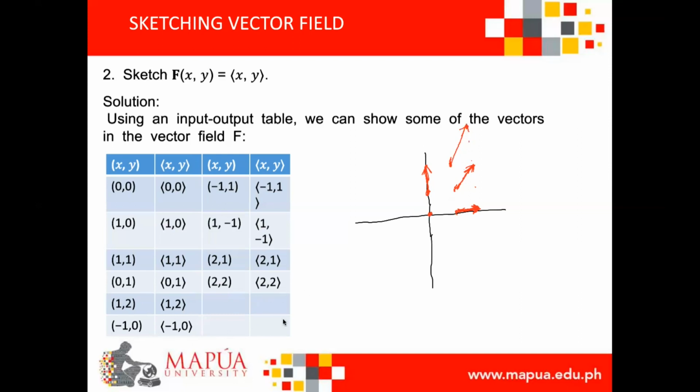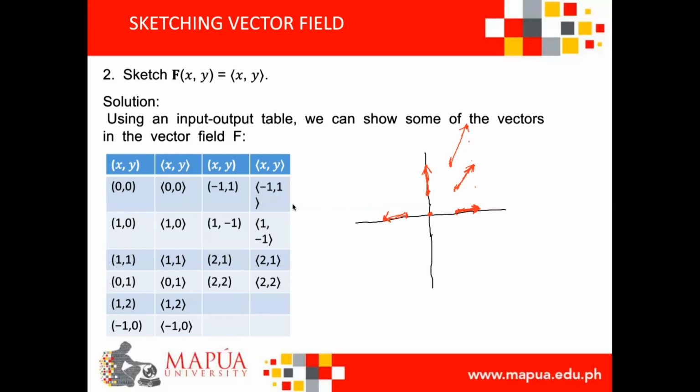Then we have negative 1, 0. Negative 1, 0 is right here. Then we have negative 1, 0 as the components of your vector f. So that means x is negative 1, then y is 0 also. So therefore, if I connect these 2 points now, we have here the arrow.